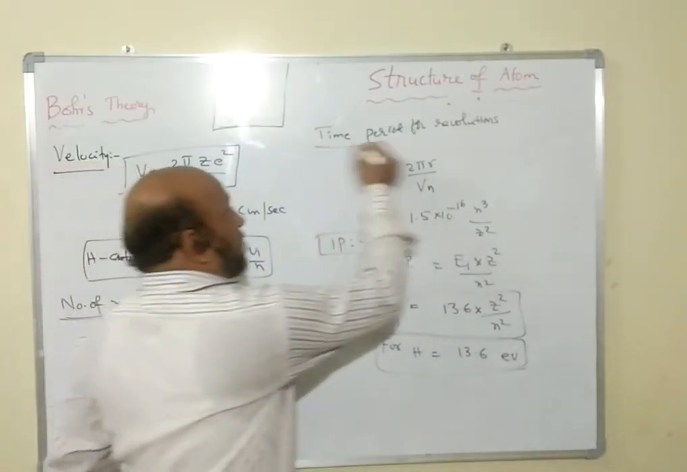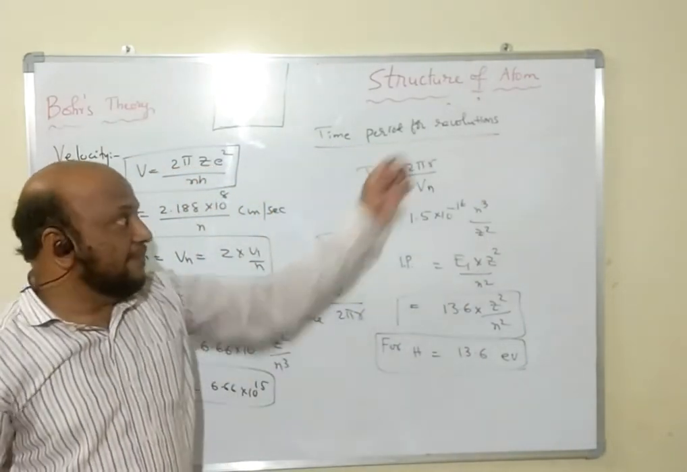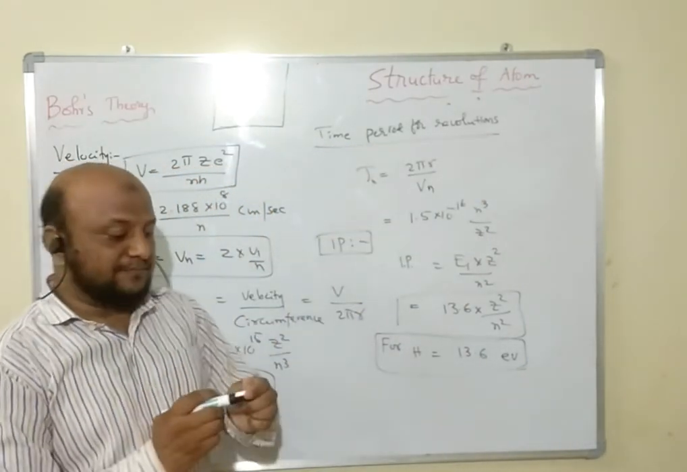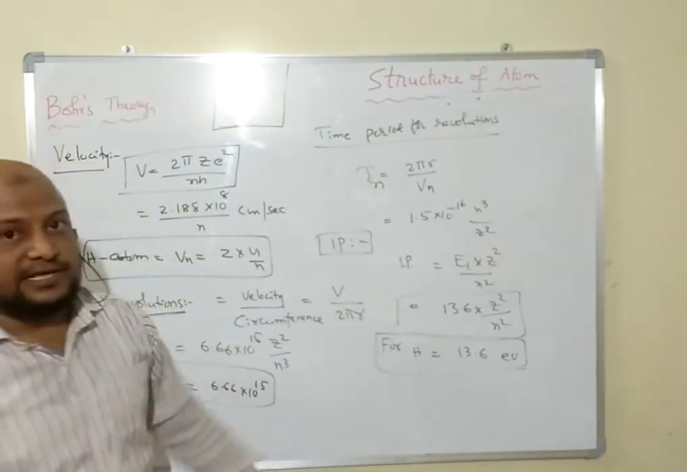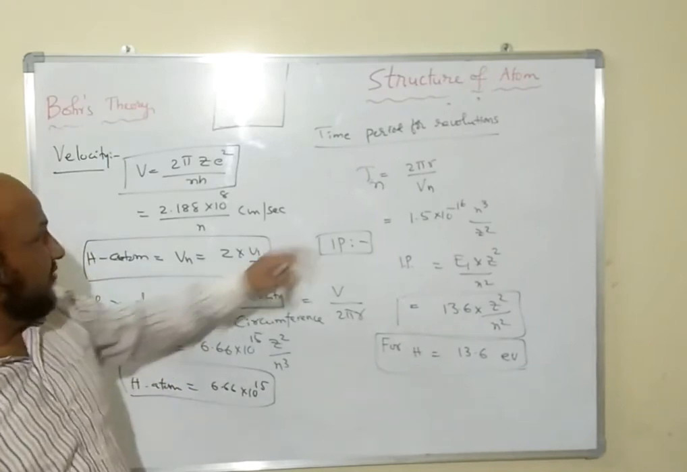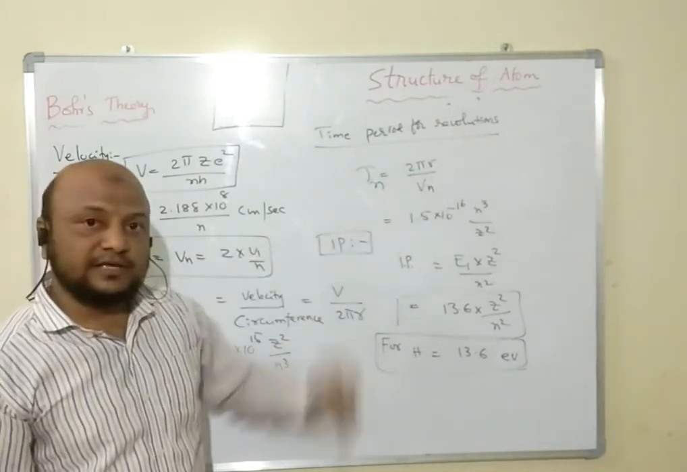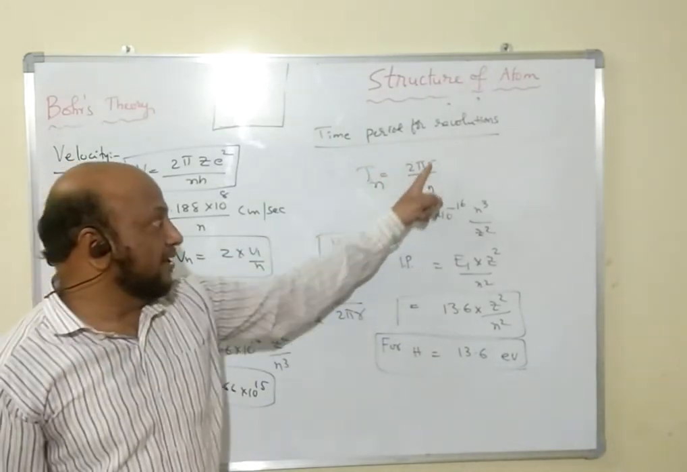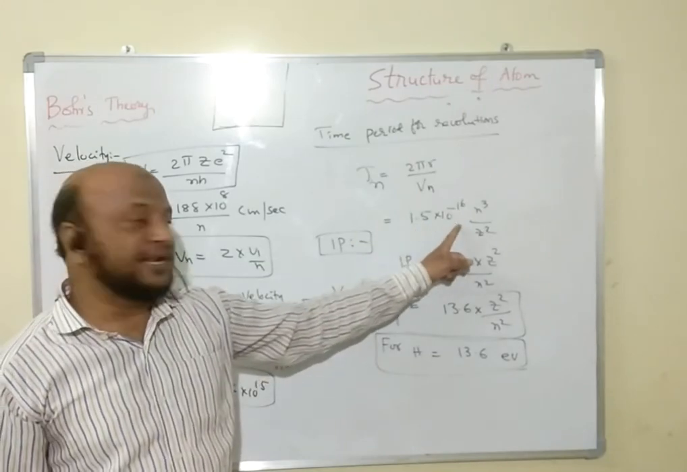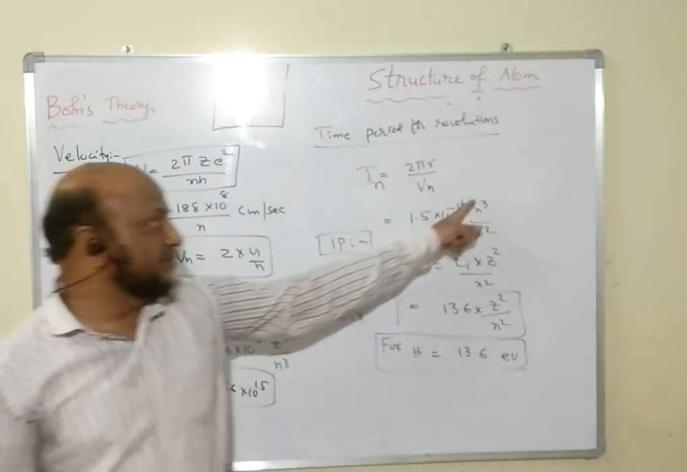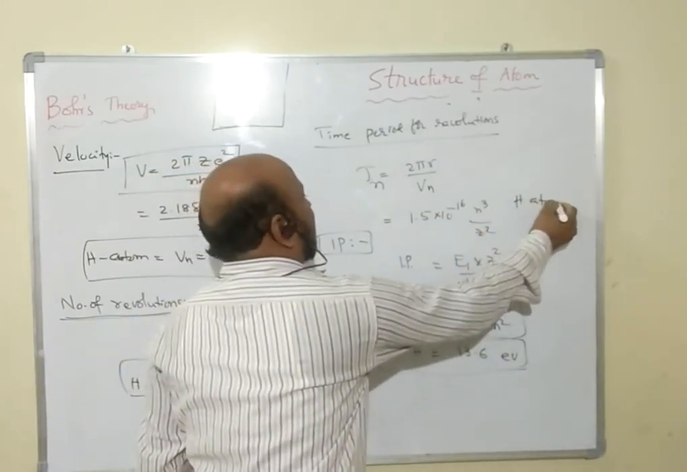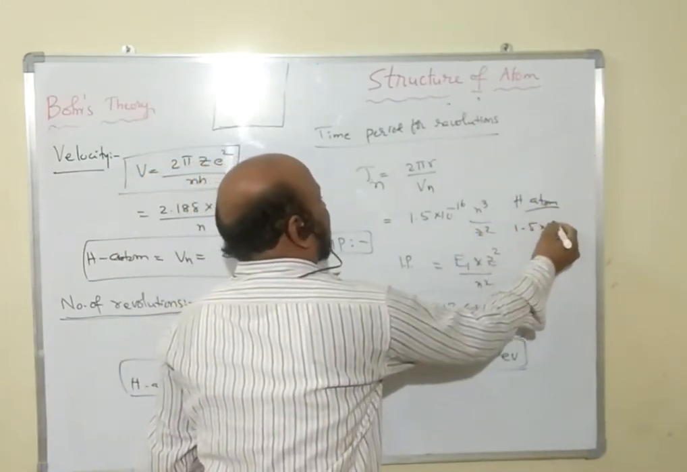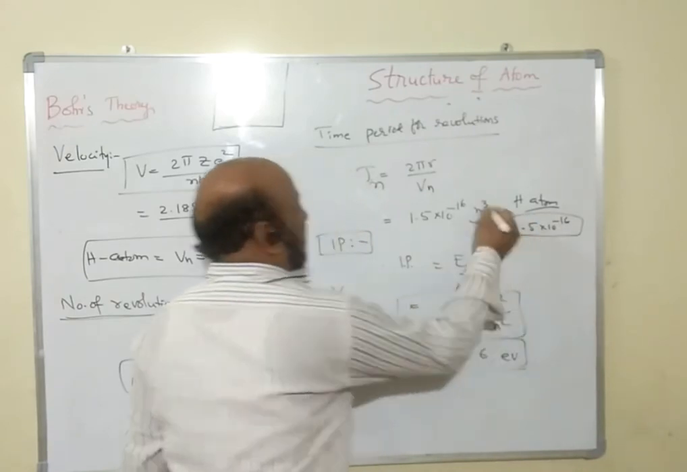Next, we also explain the time period for revolution. What is the time taken for one revolution is also calculated, and that is represented by Tn. Tn is equal to the reciprocal of the number of revolutions, that is 2 pi r by Vn. By substituting 2 pi r by Vn, we get 1.5 into 10 raised to minus 16 n cube by Z square. For hydrogen atom, this is equal to 1.5 into 10 raised to minus 16 only, because n and Z are 1.